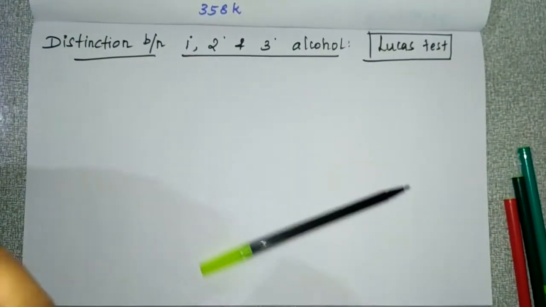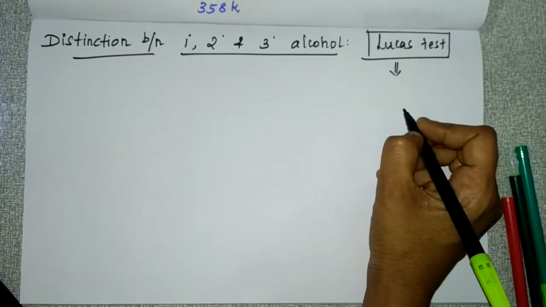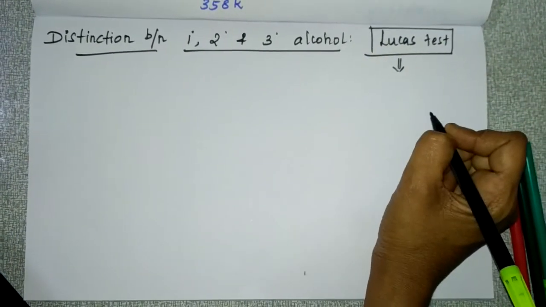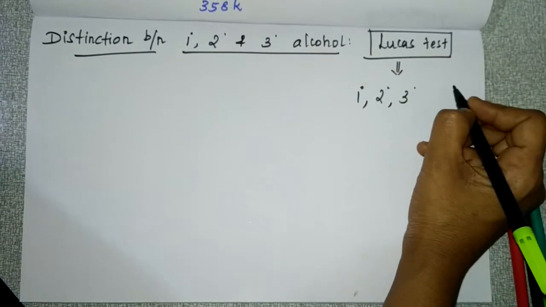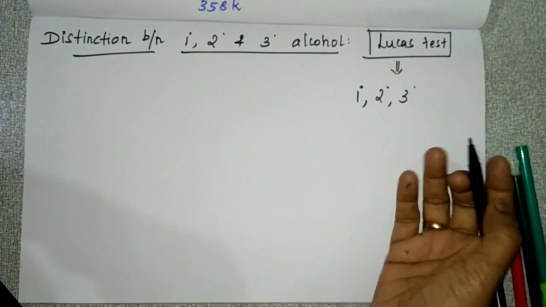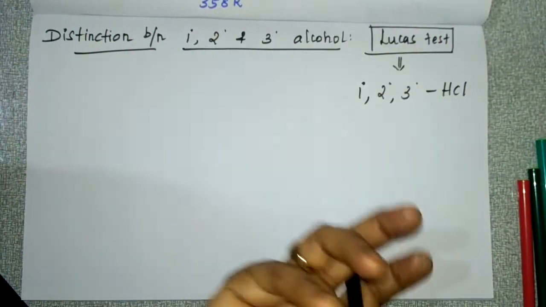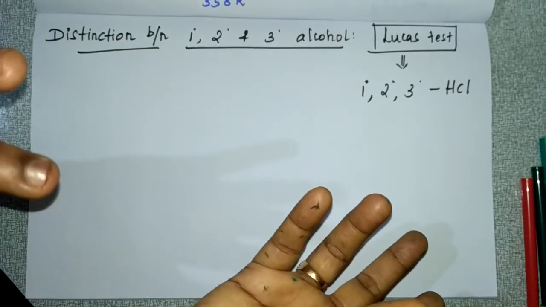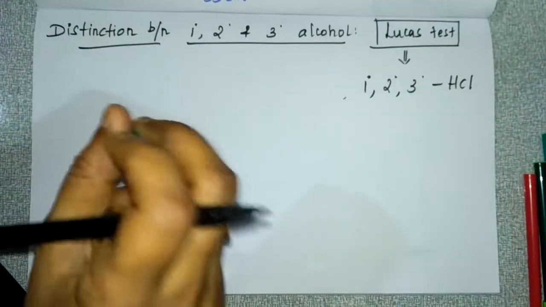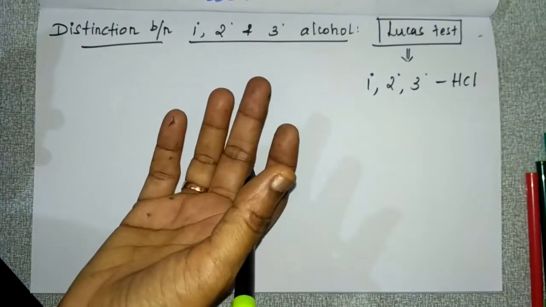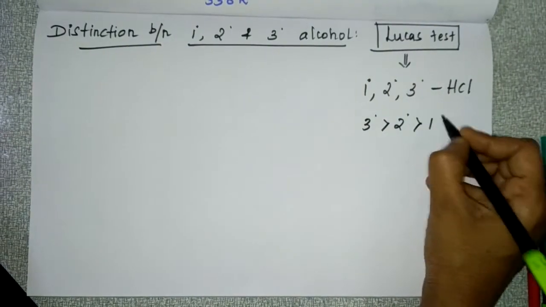This Lucas test depends upon the reactivity of primary, secondary and tertiary alcohol towards hydrochloric acid. How do primary, secondary and tertiary alcohol react towards hydrochloric acid? The Lucas test depends upon that reactivity only. Based on that, the order is tertiary, secondary and then primary.